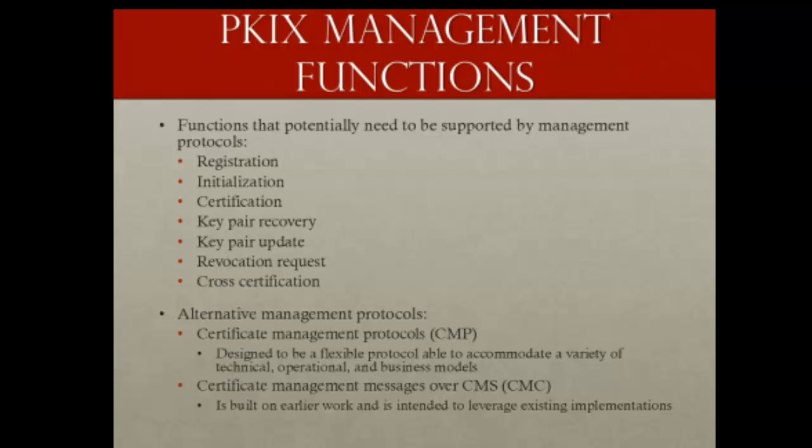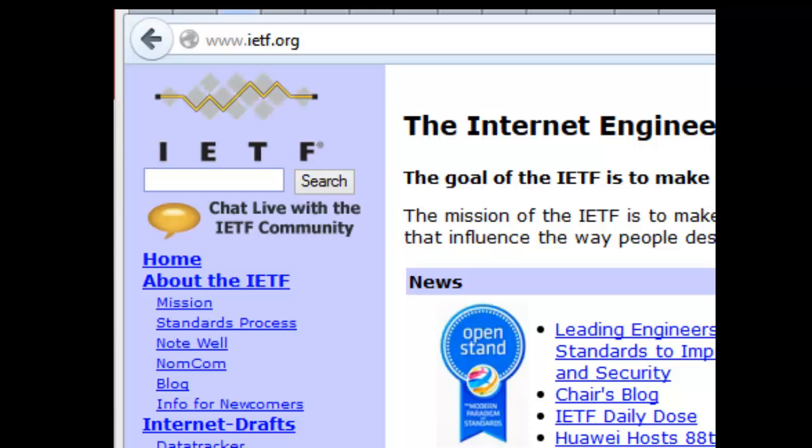The PKIX working group has defined two alternative management protocols between entities that support the management functions listed in the preceding section. RFC 2510 defines the Certificate Management Protocols, CMP. Within CMP, each of the management functions is explicitly identified by specific protocol exchanges. CMP is designed to be a flexible protocol able to accommodate a variety of technical, operational, and business models.